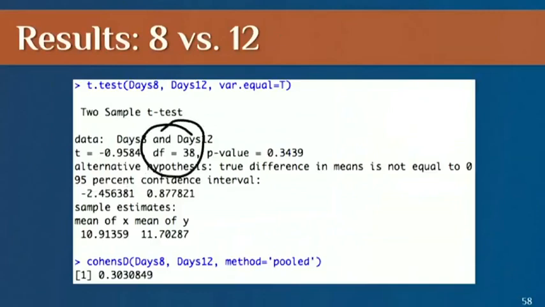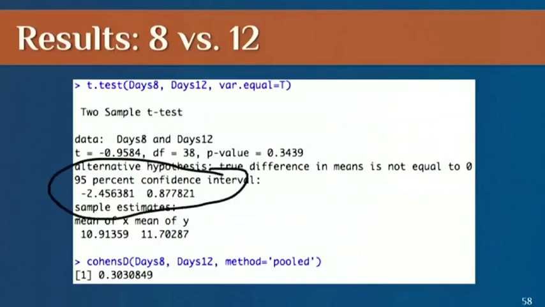Degrees of freedom is 38. What that means is there were 20 students in each group, because it's the number of students in one group minus 1 plus the number of subjects in another group minus 1. So 19 plus 19, 38. Again, R gives you an interval estimate around the mean difference. And as you can see here, this interval includes 0. That's why we have a non-significant effect.